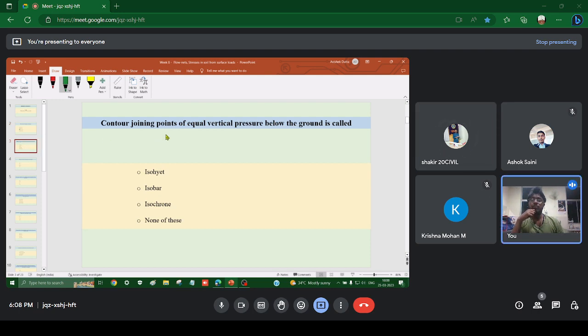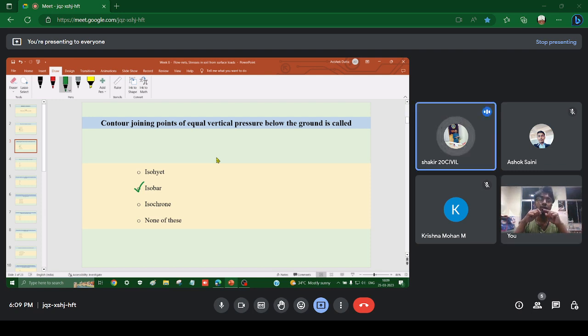Next question: contour joining points of equal vertical pressure below the ground is called. Easy question. Isobar. Yes. Isobar, iso means similar, same. That is a contour. A bulb is a different thing. When you say bulb, it is defining a region, not connecting points.